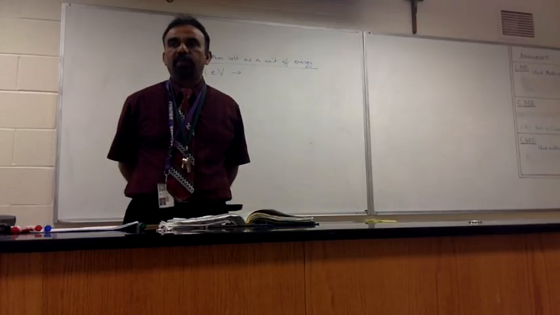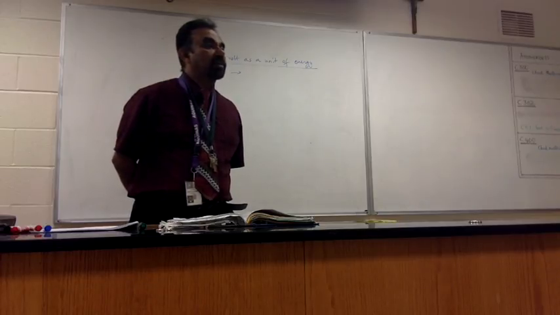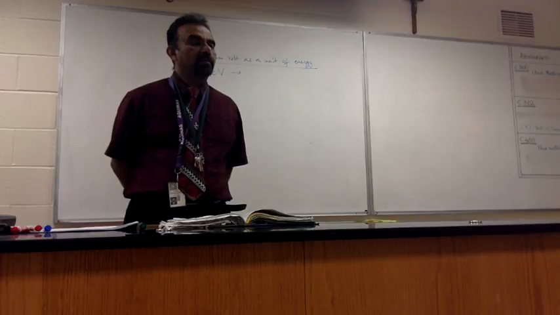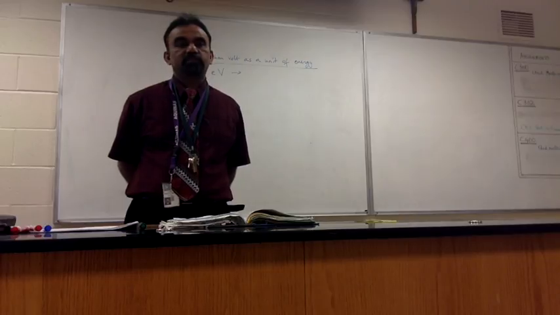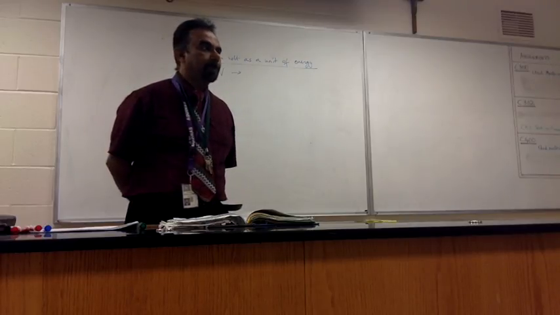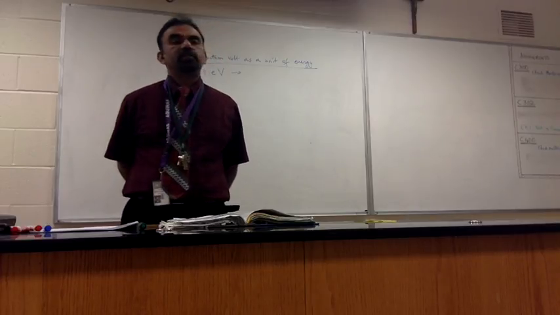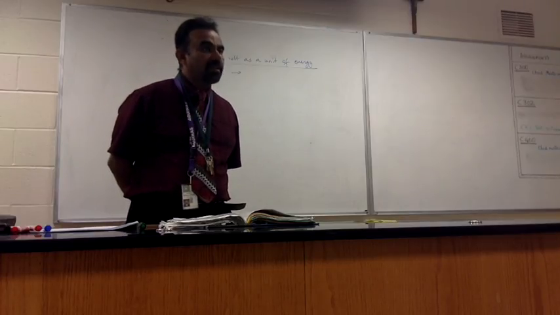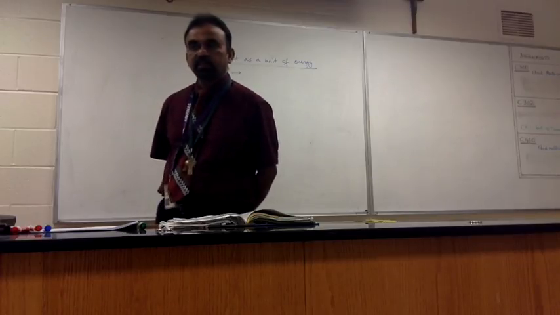when accelerated by a potential difference of 1 volt. 1 electron volt is defined as the amount of energy acquired by an electron when accelerated by a potential difference of 1 volt. You get it?